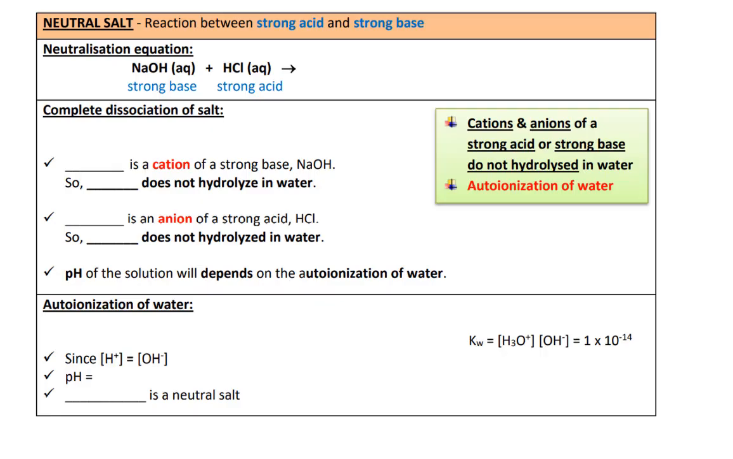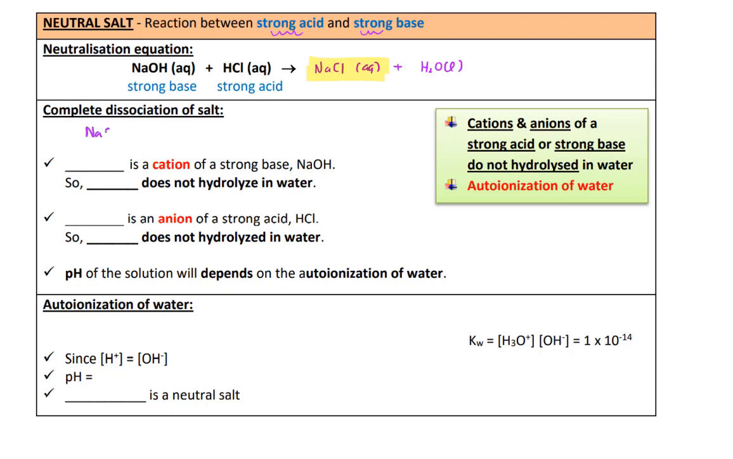So Na+ from the strong base is combined with the CH3COO- from your weak acid to give you a basic salt. Okay, so let's look at the neutral salt, which is the product from the reaction between a strong base and a strong acid. First of all, you need to write down the neutralization equation. So strong base NaOH and strong acid HCl produce NaCl aqueous solution and also water liquid. Then after you have identified your salt, in this case NaCl, we need to write the equation for its complete dissociation.